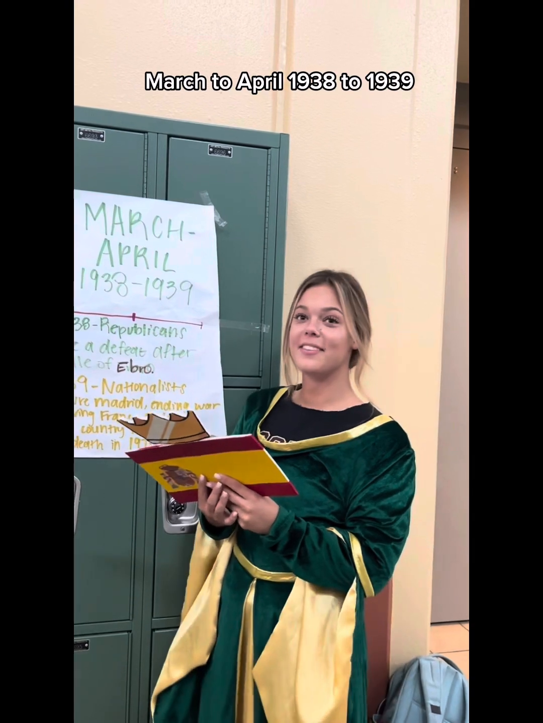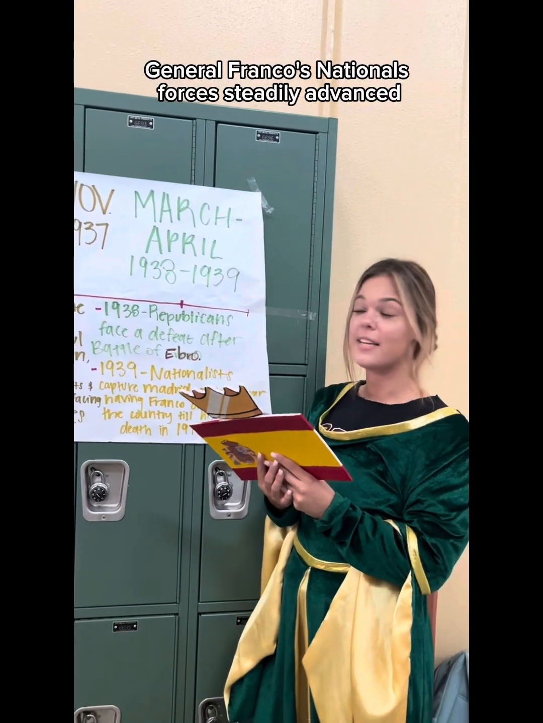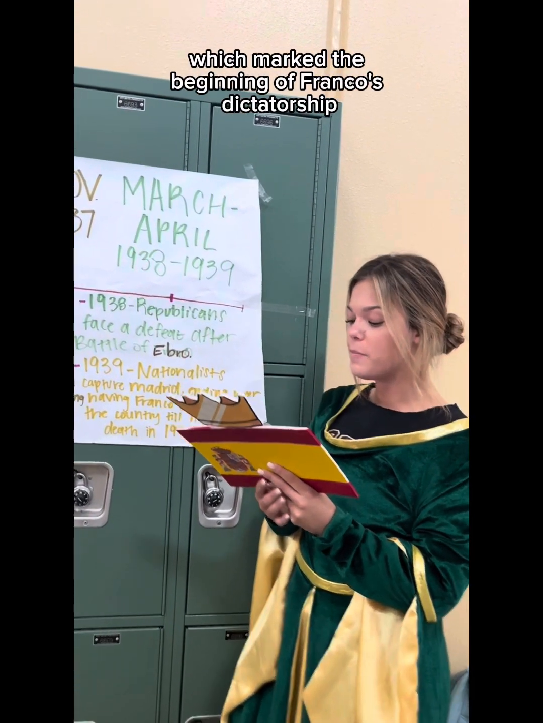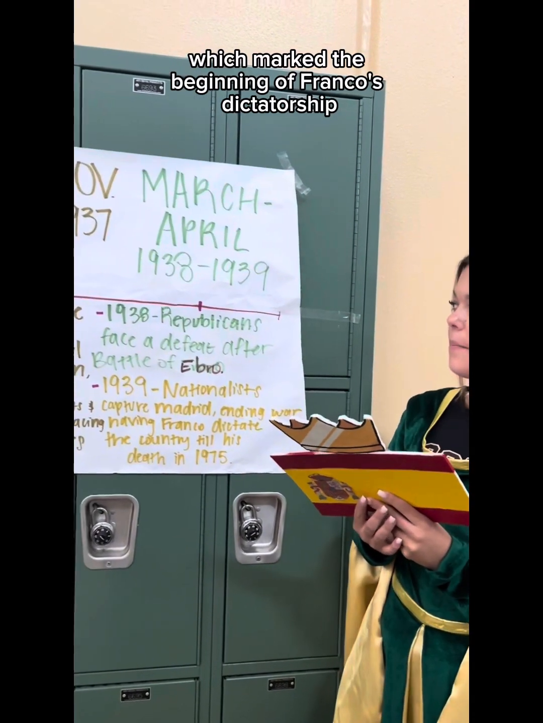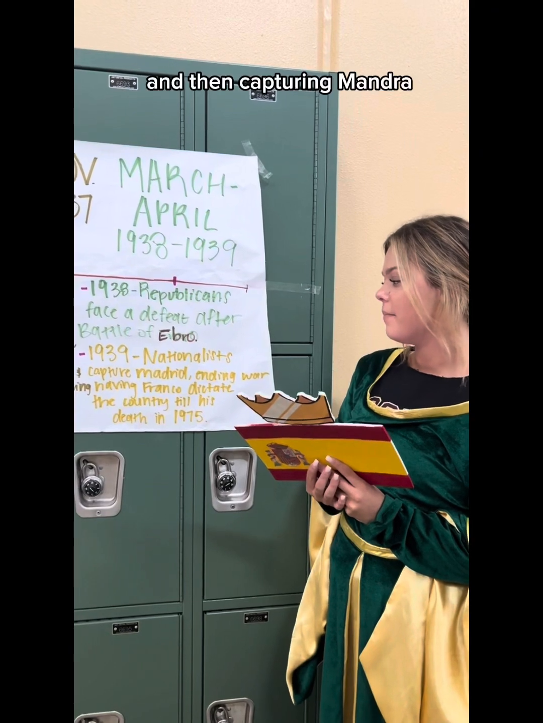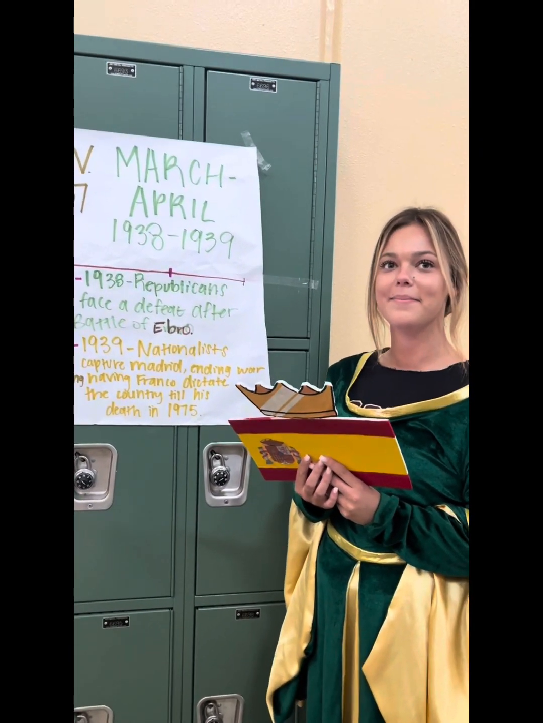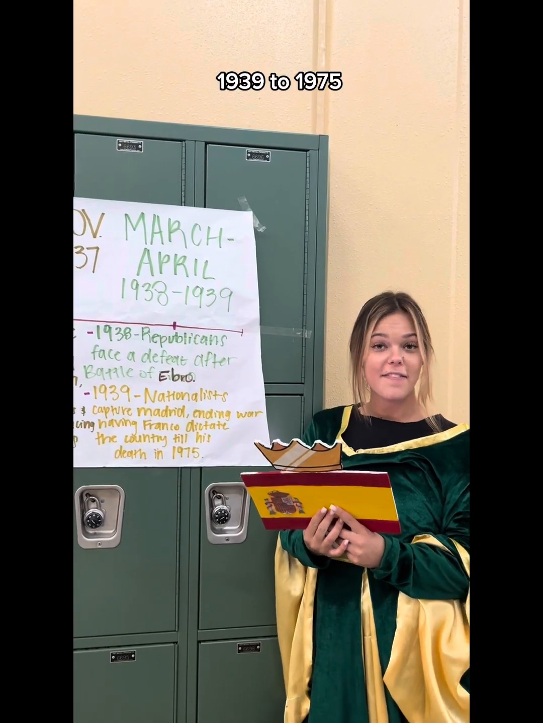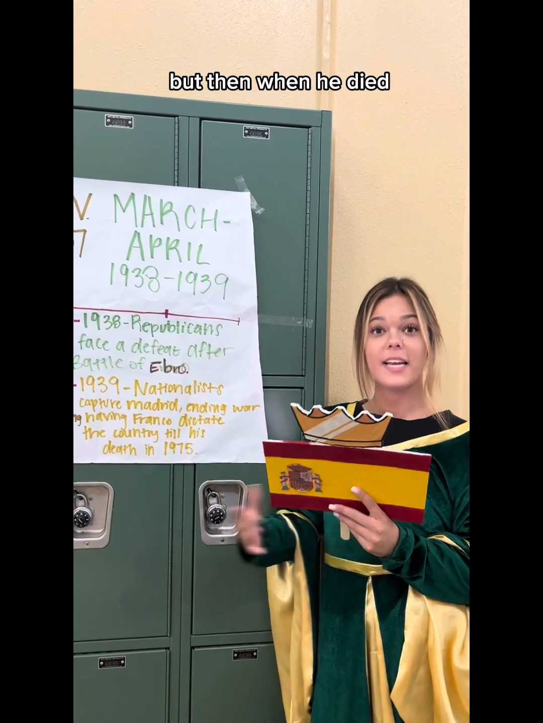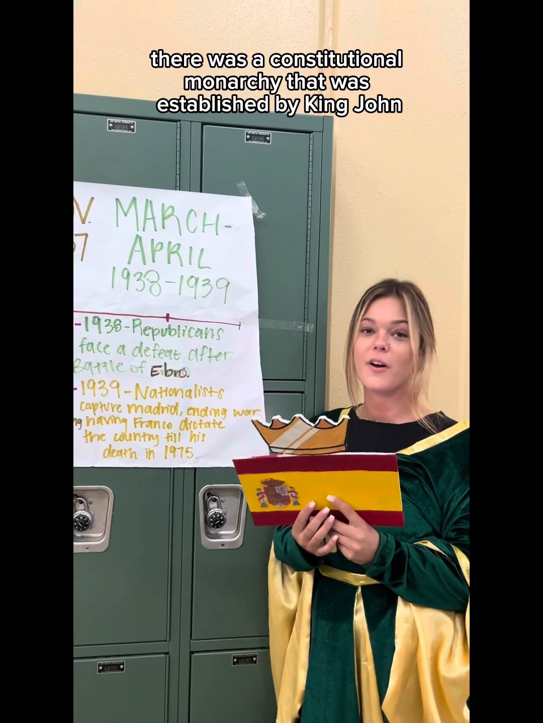From March 1938 to 1939, General Franco's nationalist forces steadily advanced, leading to the capture of Madrid and the end of the Spanish Civil War, which marked the beginning of Franco's dictatorship, as Republicans faced defeat after the Battle of the Ebro. Capturing Madrid really set off the whole dictatorship for Franco. From 1939 to 1975, Franco led a dictatorship after the Spanish Civil War ended, but when he died, a constitutional monarchy was established by King Juan Carlos I.